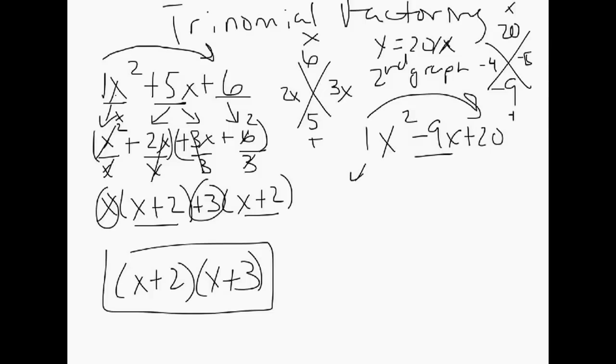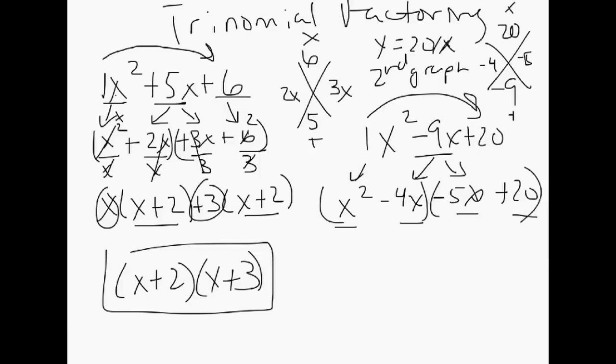So this gets brought down, 1x squared. This gets split to be negative 4x and negative 5x, and then you bring down your positive 20. Group, group, group, group. These first set right here, they have an x in common, so you bring out the x. X cancels into x squared and leaves you with an x. X's cancel, leaving us with a minus 4.